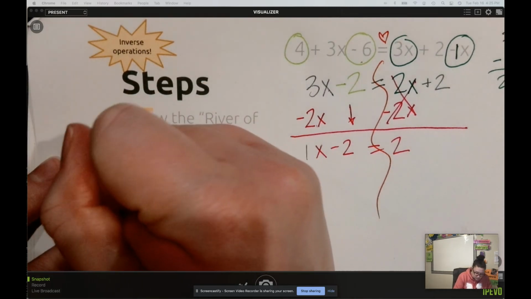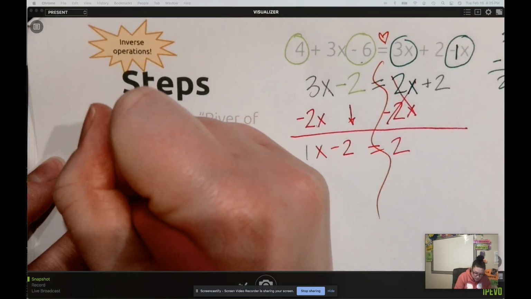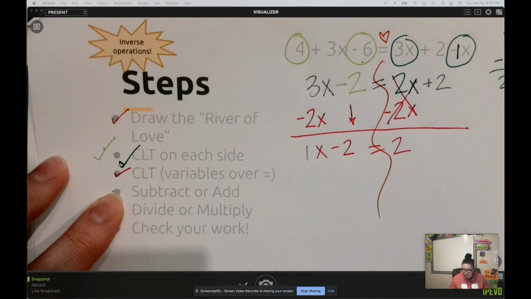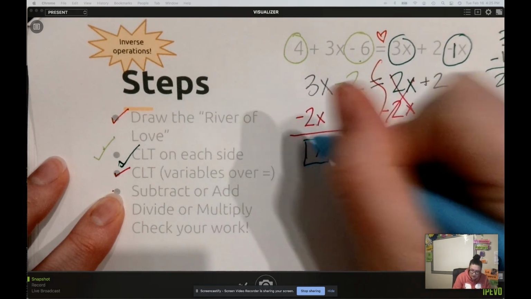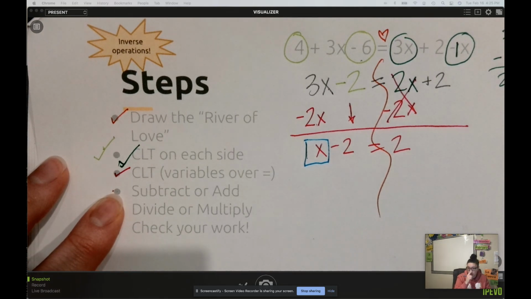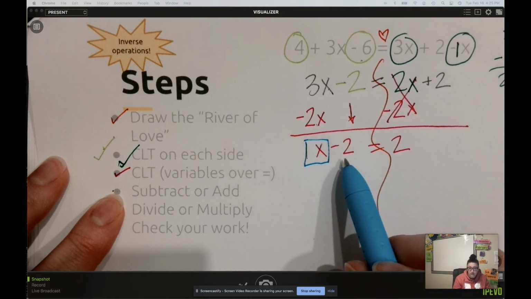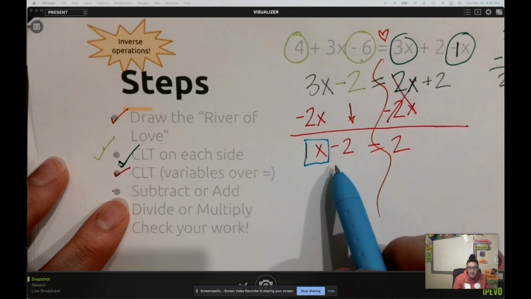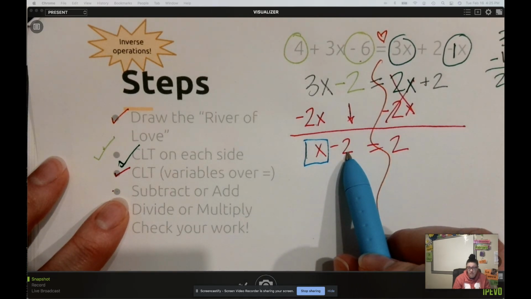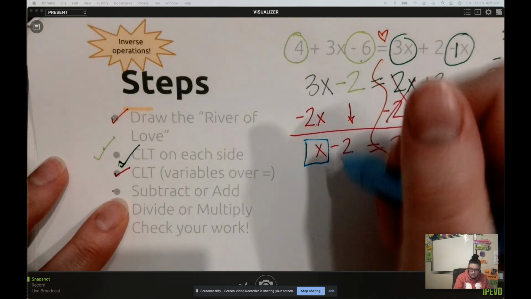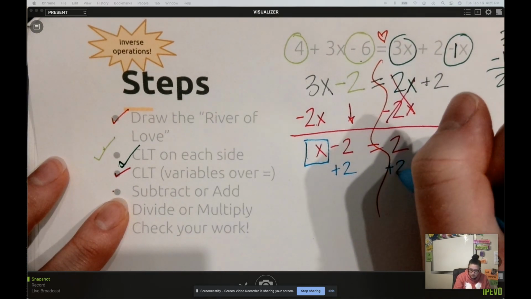Now, I can go through and do my sad meg. I want to protect my variable and my coefficient. I want to get rid of the constant first by subtracting or adding. Here we have a minus 2. So what's the opposite of a minus 2? Plus 2 on both sides.